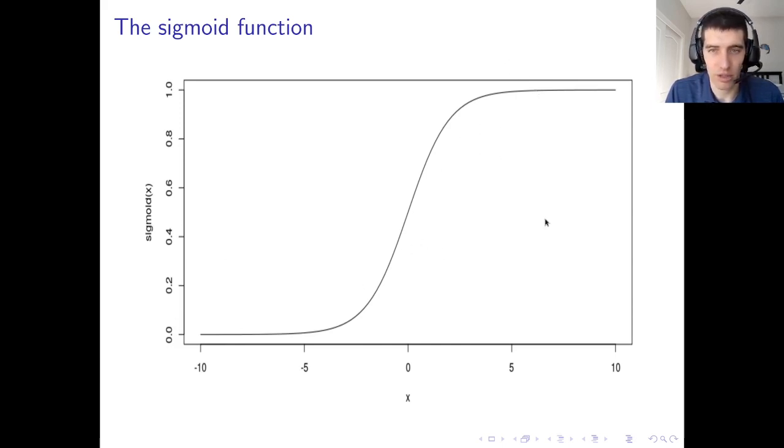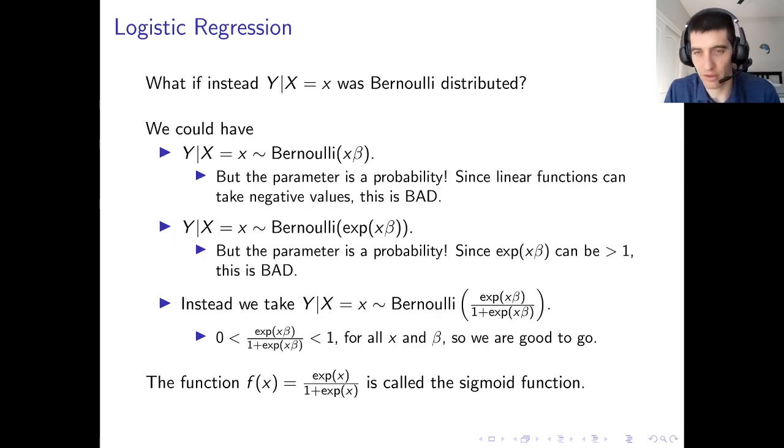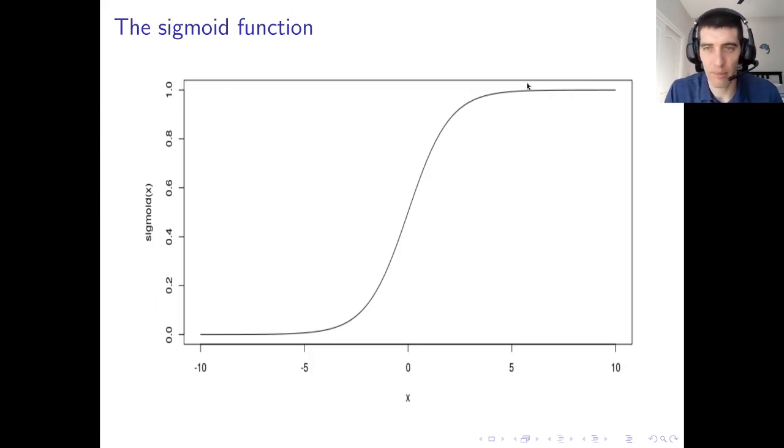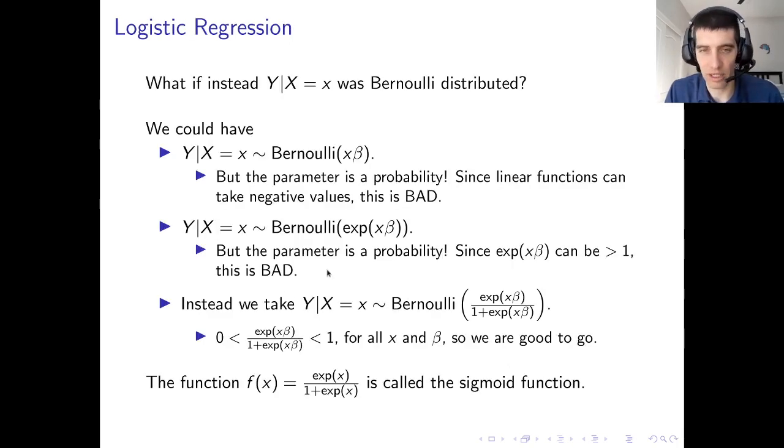So as x beta gets very large, the mean parameter in the Bernoulli distribution will approach 1, right? So this would be x beta. As x beta gets really large, the mean parameter approaches 1. As x beta gets very small, the mean parameter approaches 0. Okay? So we're just wrapping our linear function in something that will allow us to interpret this as a probability.